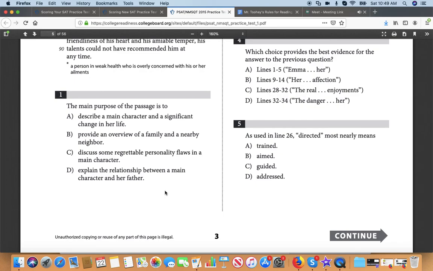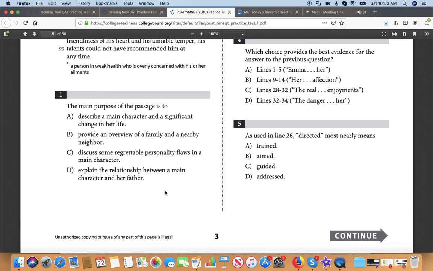Try D. Explain the relationship between a main character and her father. Is that the main purpose of the passage? No. Now, hold on. Does the passage explain the relationship between the main character and her father? Yes, it does, but that's not the main purpose of the passage. Is that clear? We can confirm answer choice A, and we can eliminate answer choices B, C, and D. We can feel pretty good about answer choice A, and it is A.